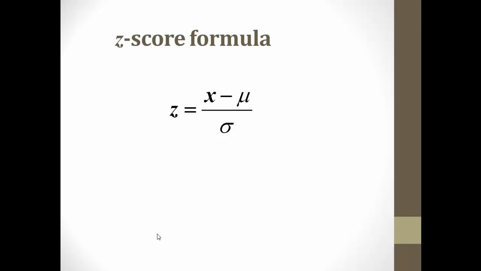There is a formula for a z-score, and there it is. A z-score is the data value you're talking about minus the mean, over the standard deviation. This is written with population notation. We can use sample notation as well, depending on the context of the problem. Make sure you learn your z-score formula. It is not given to you on the Regents reference sheet.